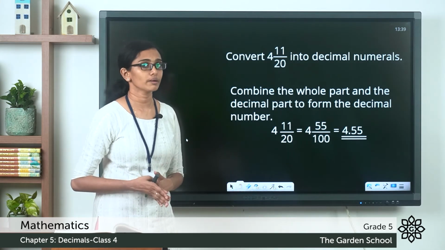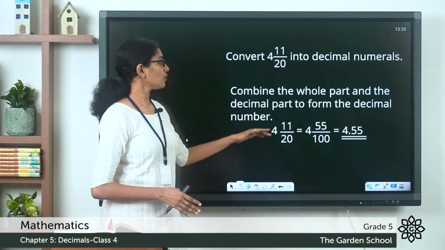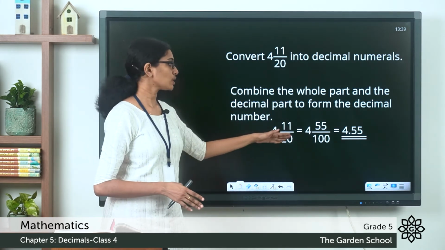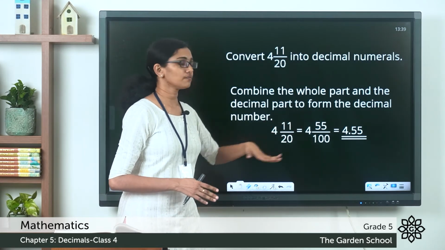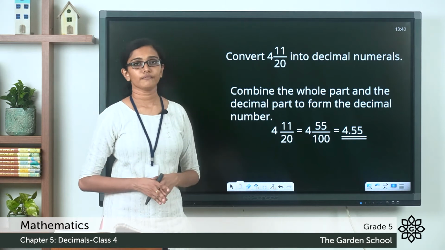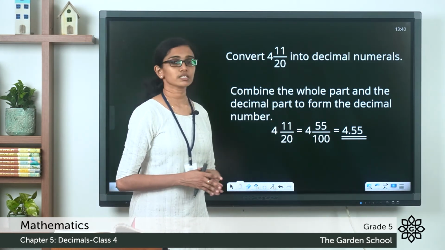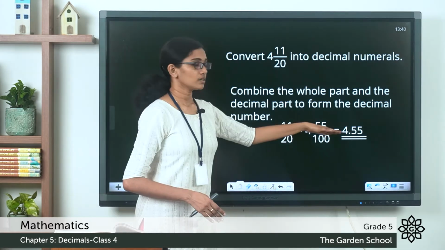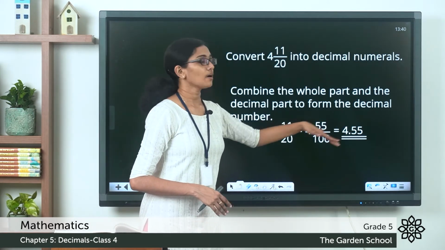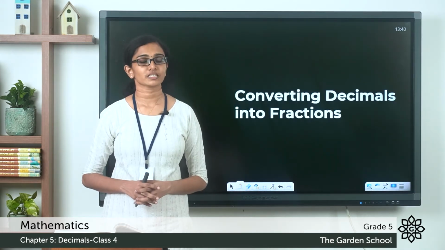So what was our whole number part? It was 4. So we can write 4 11 by 20 is equal to 4 and 55 by 100 because 11 by 20 is equivalent to 55 by 100 and we know 55 by 100 is 0.55. So it's 4.55. Clear? So I hope this is clear to you.